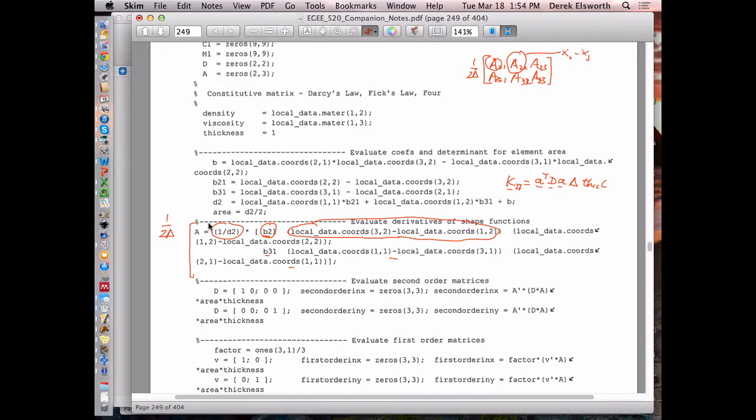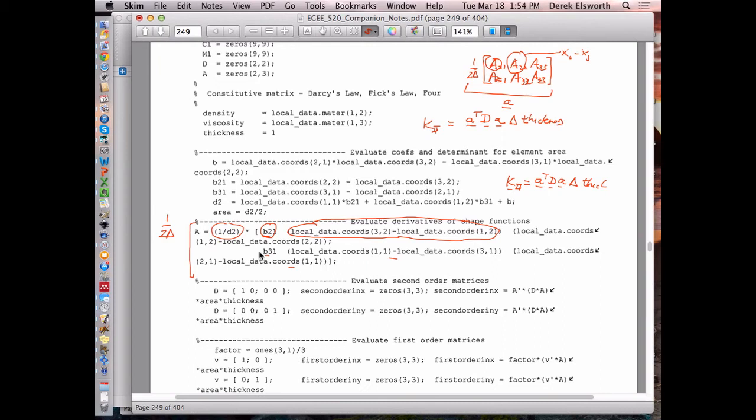A matrix, and then we take this, and this is what we call our A matrix, and to get our K2 matrix we do this. We take A transposed, our constitutive relationship, and A, multiply by the area, and multiply by the thickness. So if you've been playing around with this at all, you'd recognize these.